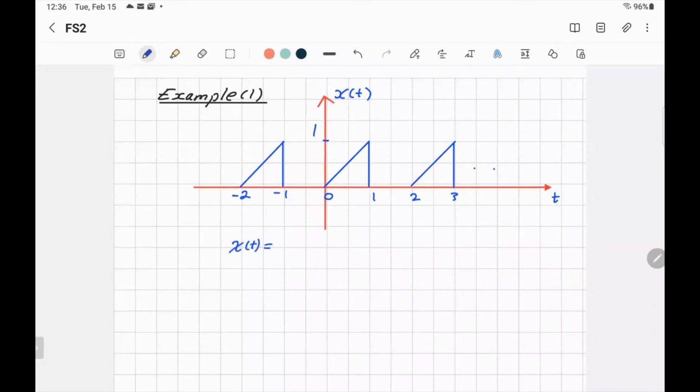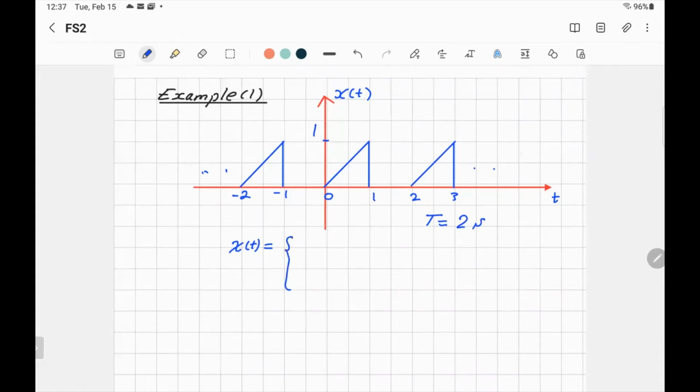And you might ask, but it's from negative infinity to positive infinity. Just pick any period and just define the function over one period. First, what is the period of this function? T. We want to talk about the period T. What is the period T? 2. Well, sorry, repeat every 2. So it's 2 seconds. So I'm going to define this function over 2 seconds.